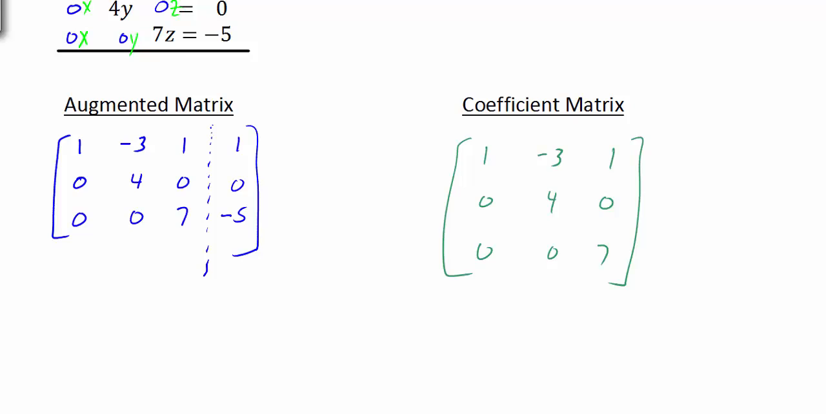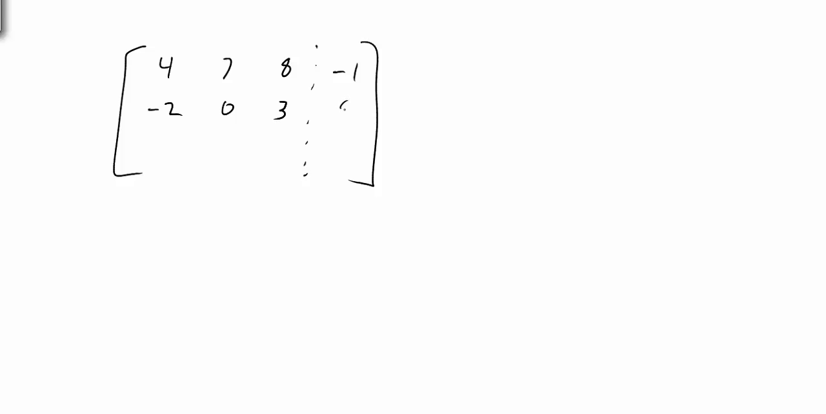Now, what if I was to give you a matrix? Let me make up a matrix here. Let's say that we had 4, 7, 8, negative 1, and then negative 2, 0, 3, 8, and 1, 4, 0, and 7. If this is our augmented matrix and we want to write the system of equations for it, so now we want to go the other direction. Given this matrix, we want to rewrite it as our system of equations.